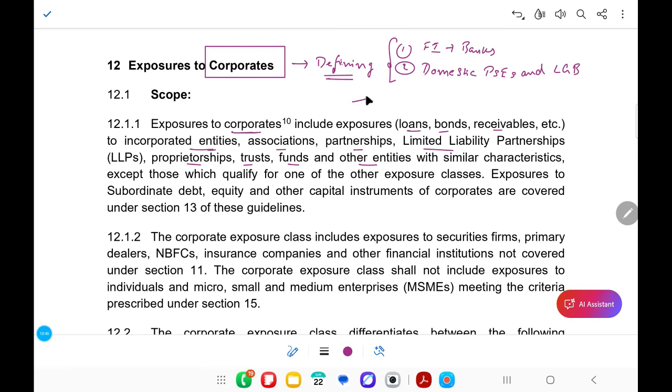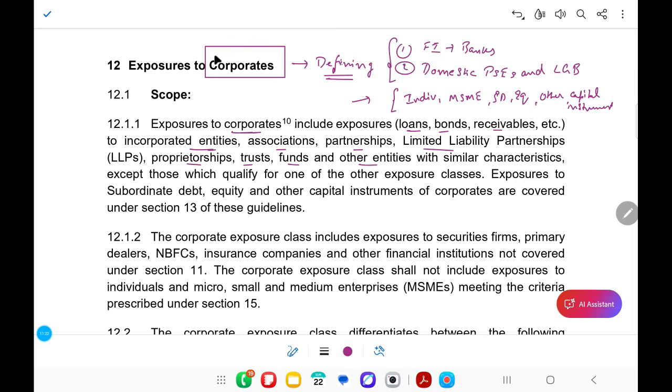And what if we talk about the excluding criteria? It excludes the exposures to individuals and MSMEs which fall under the regulatory retail criteria. So those are excluded here, as well as the exposures to corporate subordinated debt, equity, and other capital instruments. So these are excluded from the corporate exposures, right?